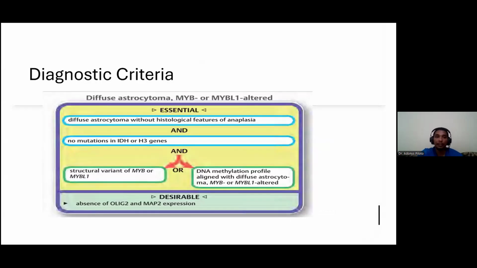The criteria essential to diagnose this type of tumor are: a diffuse astrocytoma without histological features of anaplasia, no mutation in IDH or H3 genes, and a structural variant of MYB or MYBL1, or a DNA methylation profile aligned with diffuse astrocytoma, MYB or MYBL1 altered.